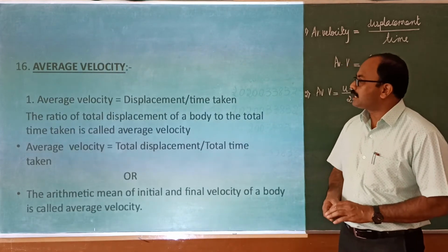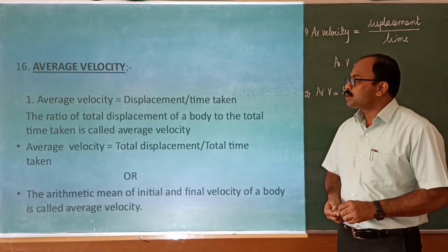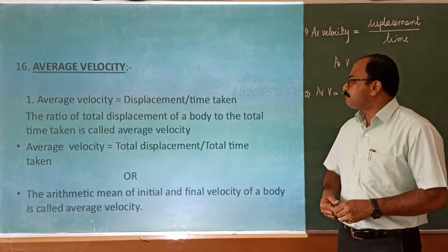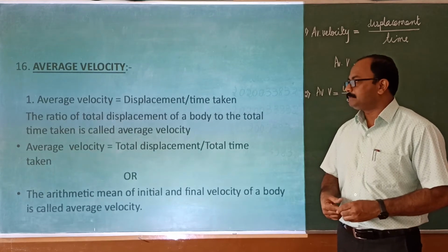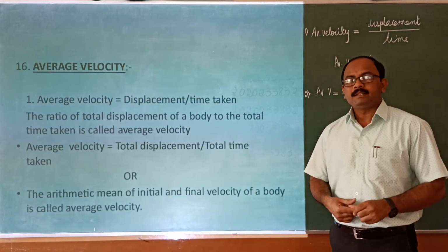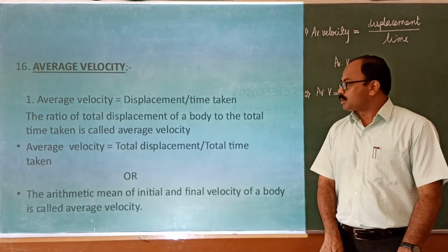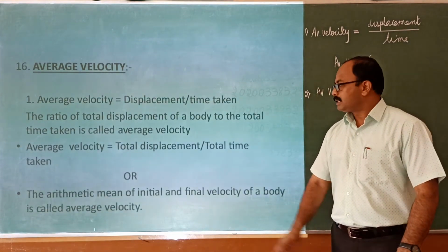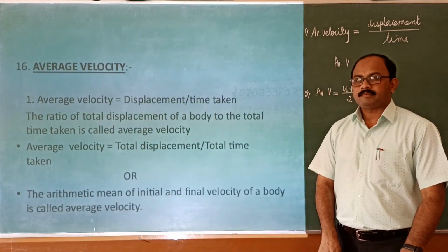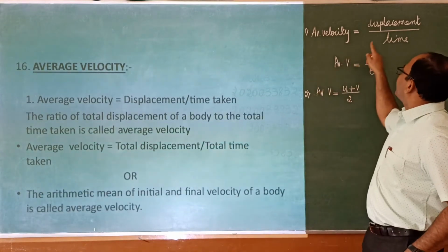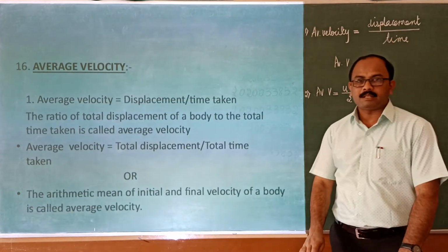Average velocity is equal to displacement by time taken. The ratio of total displacement of a body to the total time taken is called average velocity. Mathematically, this can be given, children: average velocity is equal to total displacement divided by total time taken. This is what I have written here, children.